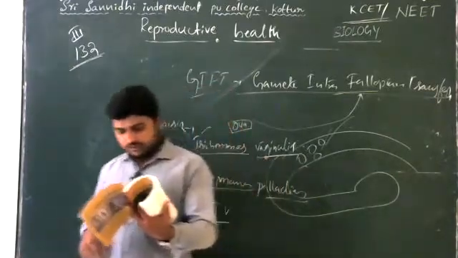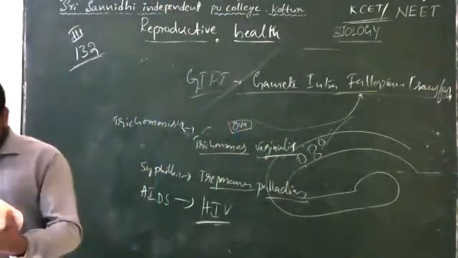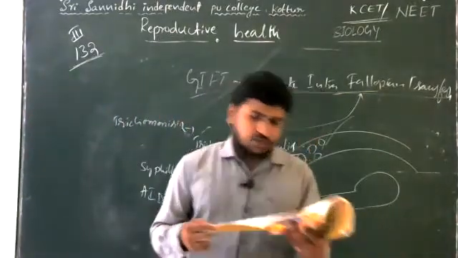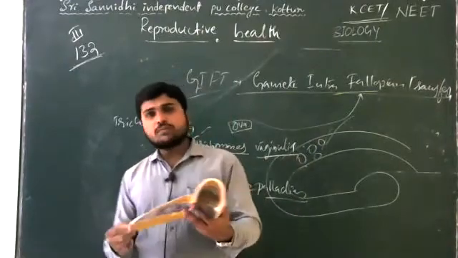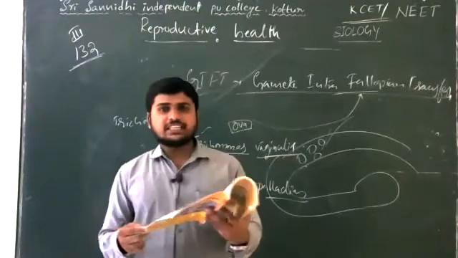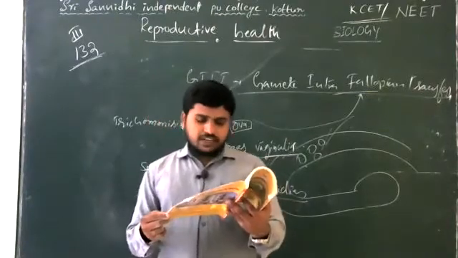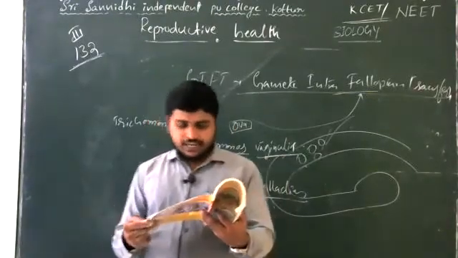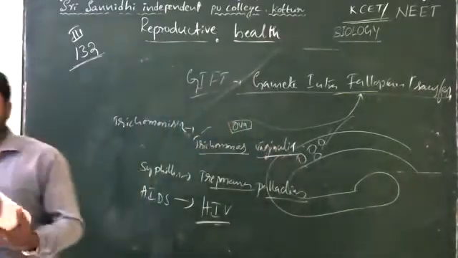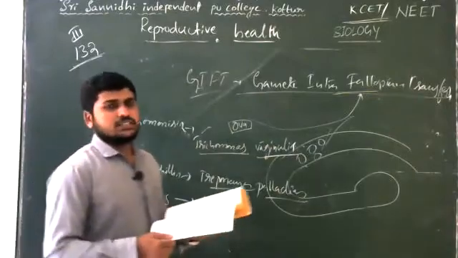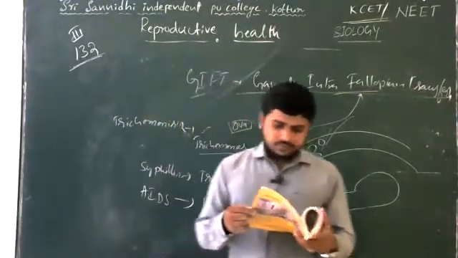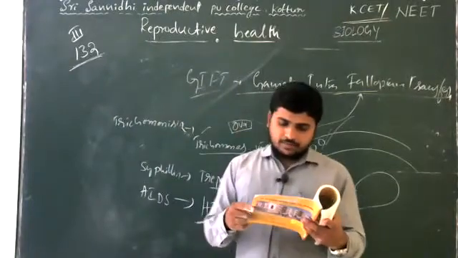14th question. Which of the following cannot be detected in a developing fetus by amniocentesis? Down syndrome is detected. Jaundice is not detected by the amniocentesis test, right? Klinefelter syndrome and sex of the fetus are correct. Down syndrome, Klinefelter syndrome, and sex of the fetus are determined by the amniocentesis test, but jaundice is not determined by amniocentesis, right?